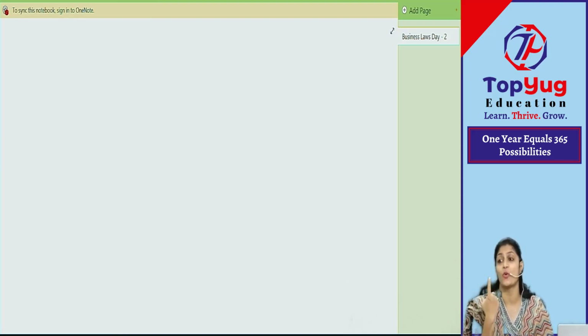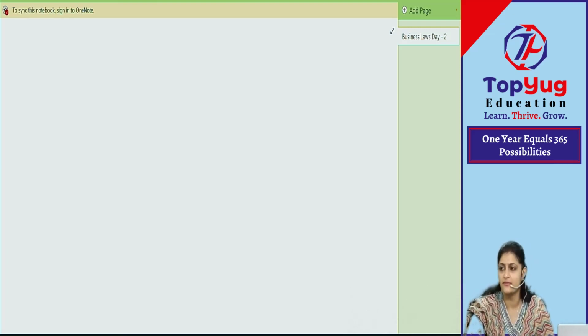What is section 1? Section 1 always is what? Short title, extent and applicability. Very good. What is the short title? What is the name of the act? Obviously, the Indian Contract Act 1872. And what is the extent? It extends to whole of India. Applicability? 1st of September 1872. This is section 1 of the act.